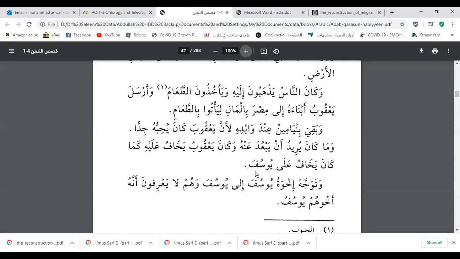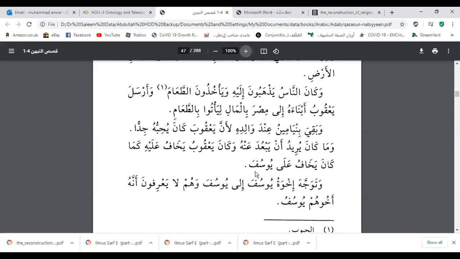وَبَقِيَ بِنْيَامِينُ عِنْدَ وَالِدِهِ so Binyamin stayed with his father. لِأَنَّ يَعْقُوبَ because Yaqub alayhi salam كَانَ يُحِبُّهُ جِدًّا used to love him. Yaqub alayhi salam loved him a lot. وَمَا كَانَ يُرِيدُ and he didn't want أَنْ يَبْعُدَ that he goes far away عَنْهُ from him. He doesn't want that. وَكَانَ يَعْقُوبُ يَخَافُ عَلَيْهِ Yaqub alayhi salam used to fear for him كَمَا كَانَ يَخَافُ عَلَى يُوسُفَ as he was fearful for Yusuf.